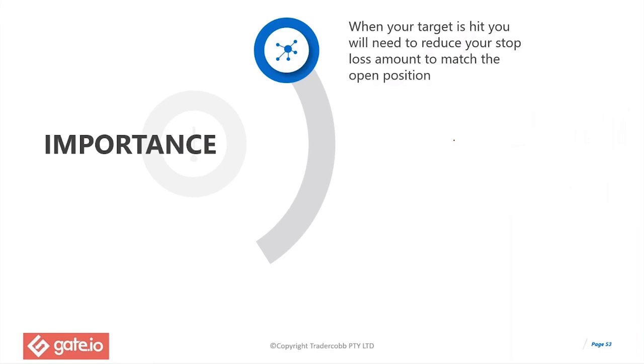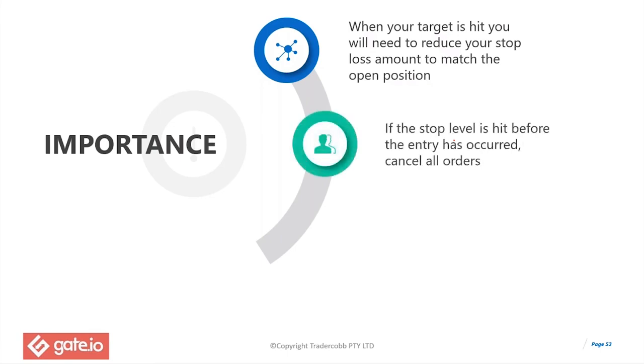When your targets hit, depending on how you set the orders up, you may need to just adjust your stop level. If it's a reduce only order, it will be fine. It will be taken care of, but I don't leave anything to chance. If I've gone from having 100 contracts open to 50 contracts open, I'm going to change my stop and just make it 50. So there's no area for error.